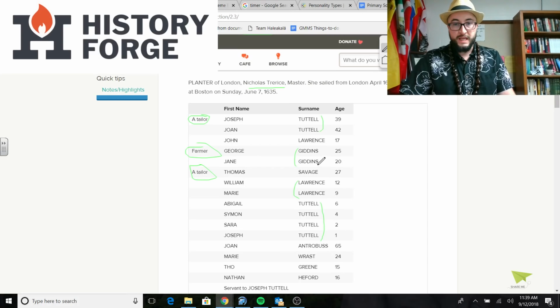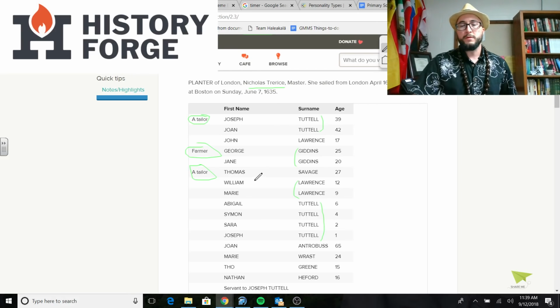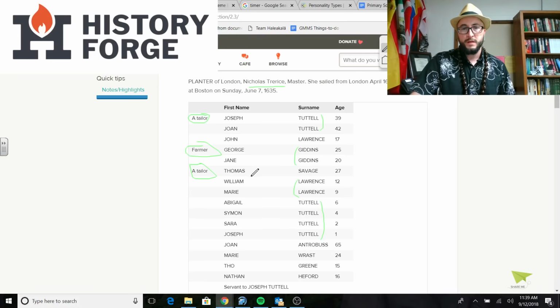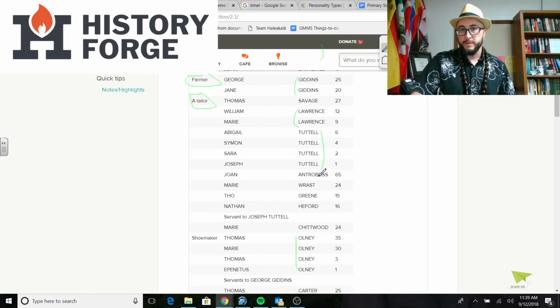Of course, Jane Giddens, she's 20, she doesn't have a career, but she's a woman. And there were women who had careers, maybe a midwife or a seamstress or something, but it was less common, so maybe that's why. So it looks like most of the men have careers. It looks like they're families. They're big families too sometimes.